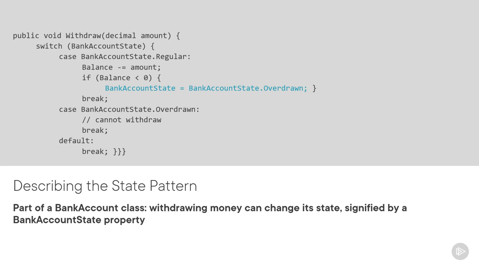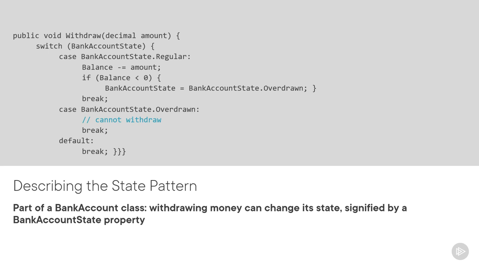Depending on the state of the account, other rules might apply. You might not be able to withdraw money when your account is in overdrawn state. You can solve that with a conditional statement in the withdraw method. That's the switch statement you see on screen.